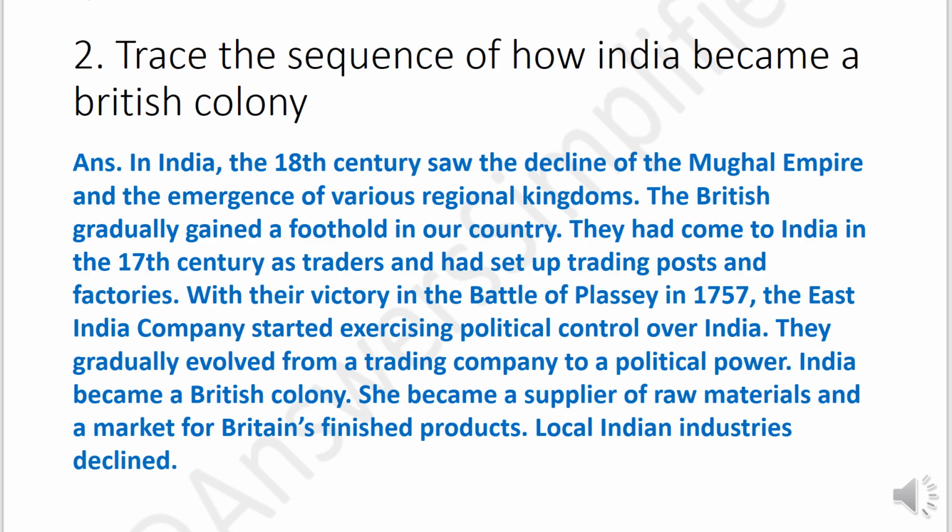With their victory in the Battle of Plassey in 1757, the East India Company started exercising political control over India. They gradually evolved from a trading company to a political power. India became a British colony. She became a supplier of raw materials and a market for Britain's finished products. Local Indian industries declined.